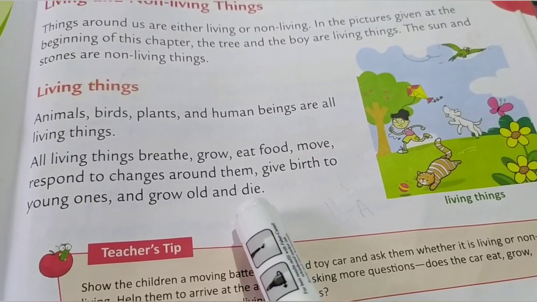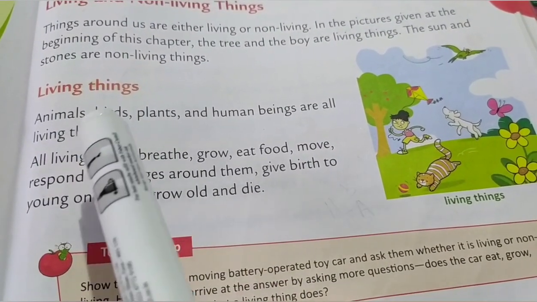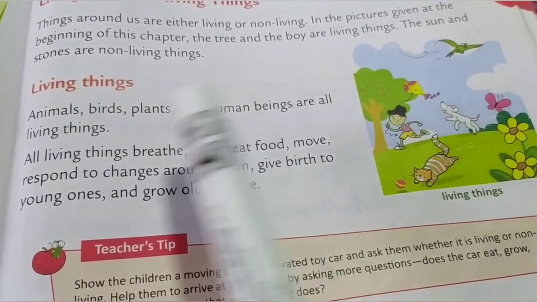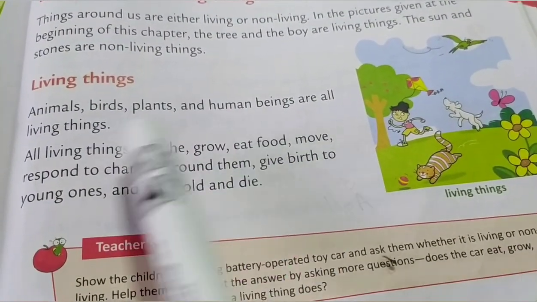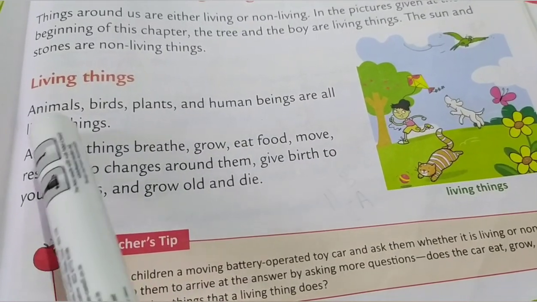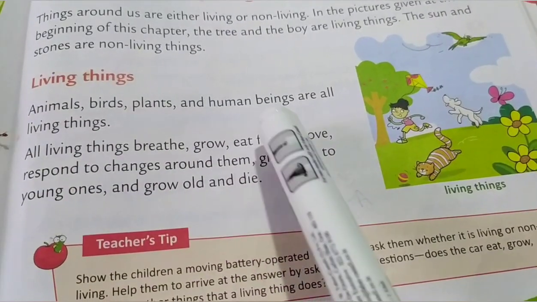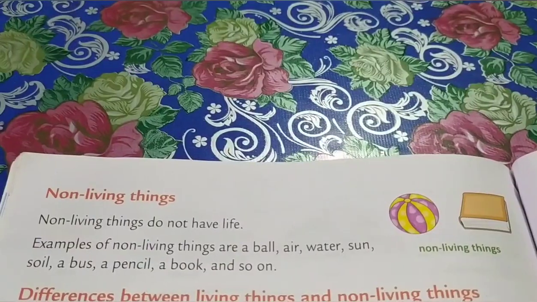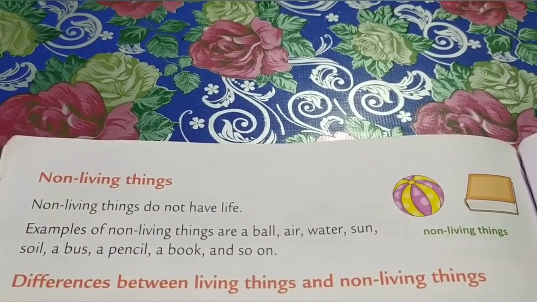So, animals, birds, plants and human beings are living things. They are natural things also. Take the next page.